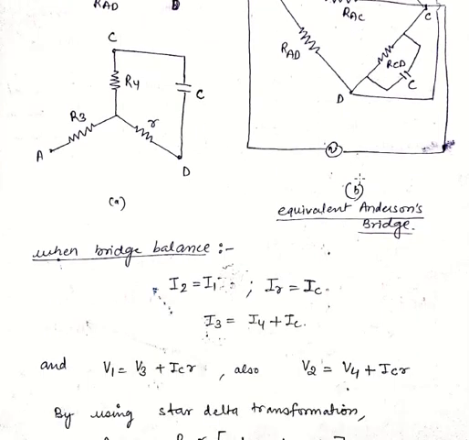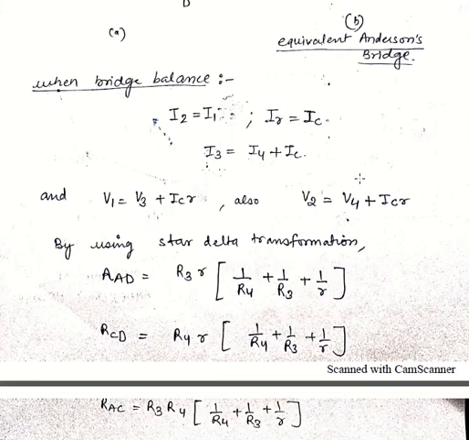Now coming to the bridge balance condition, we have I2 equals I1. We have IR, the current through our small r, which we have already discussed is IC. So small IR equals IC. We have I3 equals I4 plus IC, and for the potential difference, our potential V1 equals V3 plus ICR. Also our potential V2 equals V4 plus IC multiplied by small r.